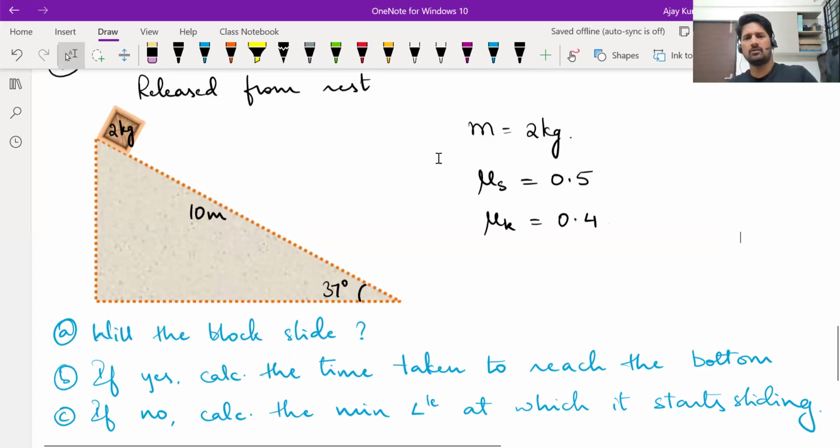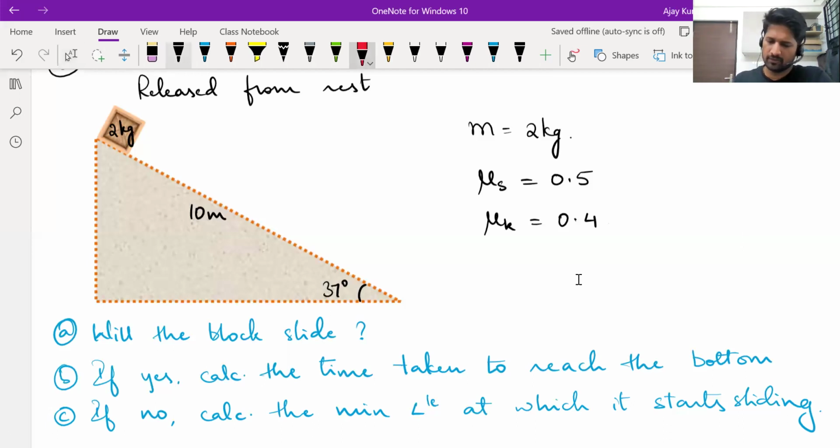So will the block slide or not? Yes, sir. Okay. How did you check that? Sir, static friction and force down the incline. Okay, you compared limiting friction and the force pulling it down the incline. Fine. An easier way would be to just compare mu s and tan theta. Like that angle of repose idea.